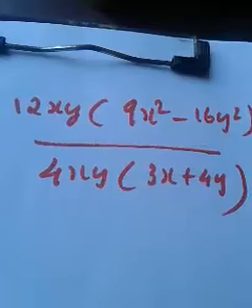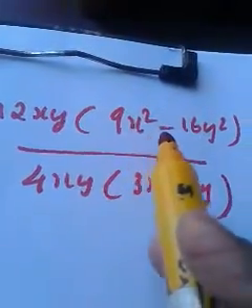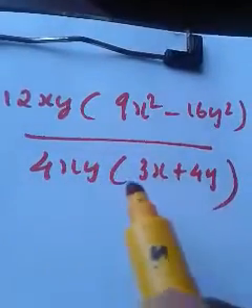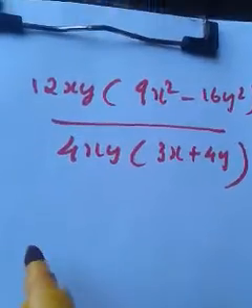Moving to the next question, this is a different kind of question: 12xy into 9x square minus 16y square divided by 4xy into 3x plus 4y. How can we solve this question? Let me explain.